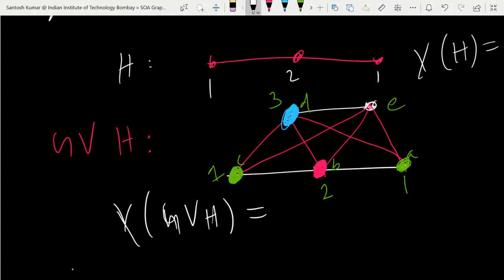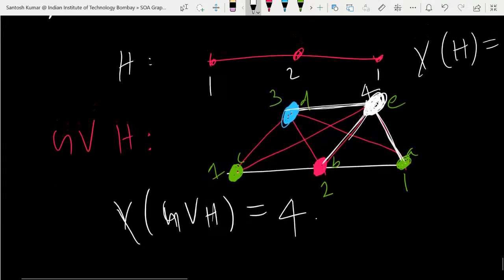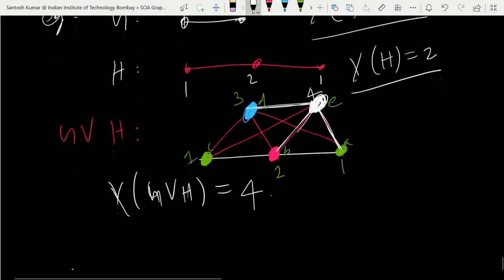Now for E, how many colors do we need? Can we use 1, 2, or 3? No, sir. E has an edge with A, so you cannot use the first color. E has an edge with B, so you cannot use color 2, and E has an edge with D, so you cannot use 3. So you have to take a new, fourth color, suppose white. So you need 4 different colors to label the vertices of G join H. So the chromatic number is 4. Try to notice the things: the chromatic number of G is 2, H is 2, and here we get 4.